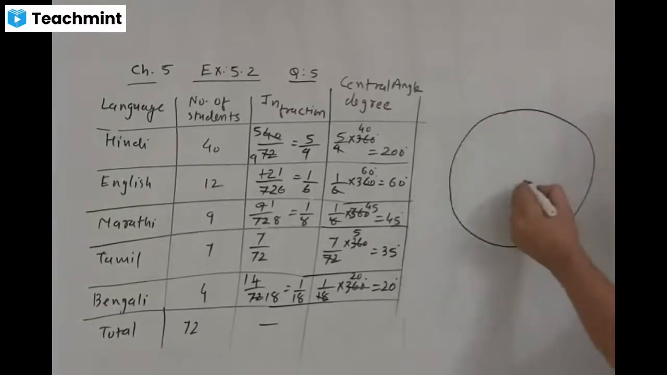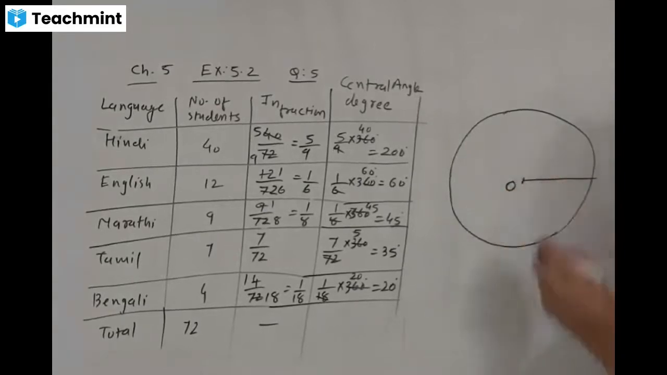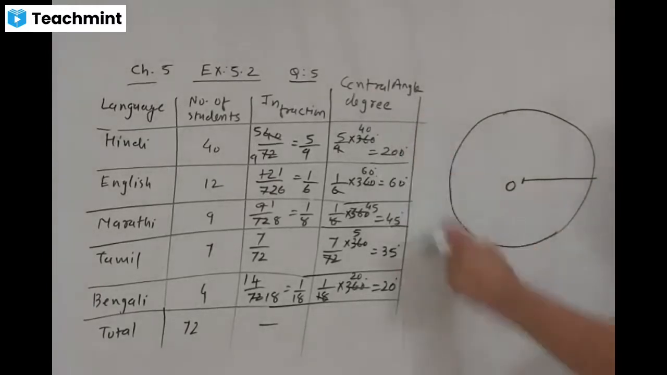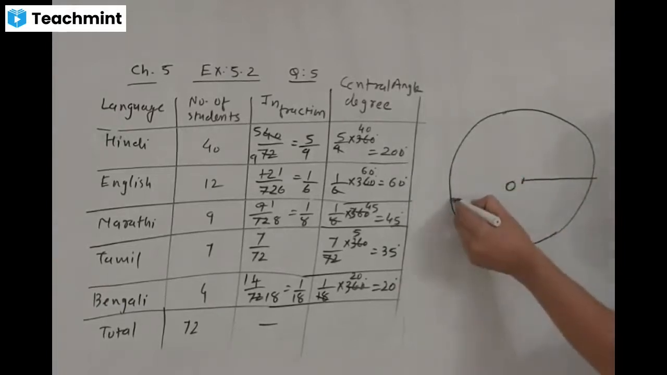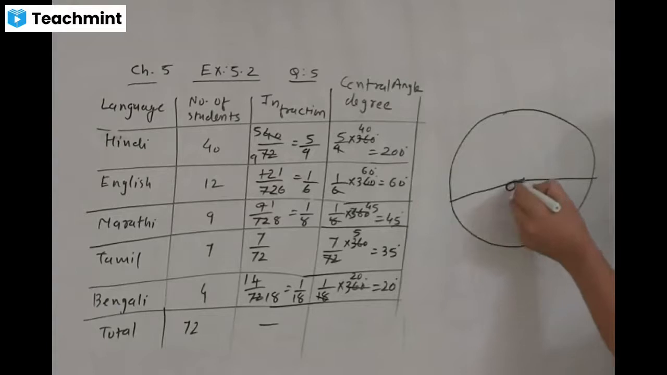First you draw a circle, and find that O is the center of the circle. First you draw the radius of the circle and draw an angle of 200. A straight angle is 180 degrees and another angle of 20 degrees. That angle is 200 degrees.